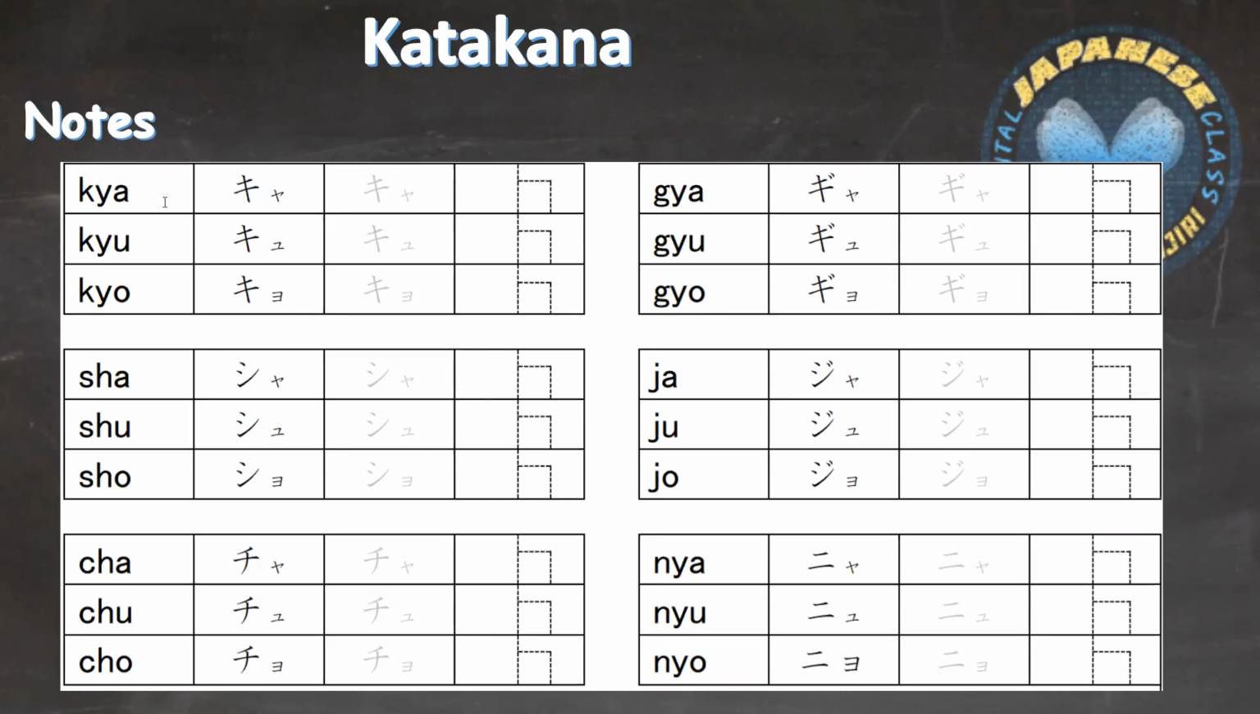So they are producing the sounds kya kyu kyo, sha shu sho, cha chu cho, gya gyu gyo. Then for this one we don't say jia jiu jio, it's ja ju jo, nya nyu nyo. Be mindful of those sounds here. Let's have the next set of them.